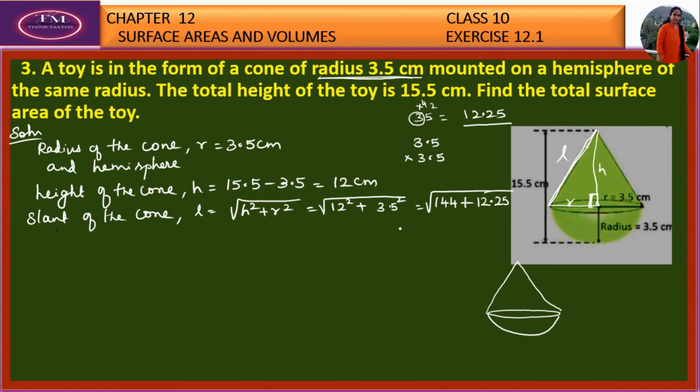Now adding both, we will get 0.25. 4 plus 2, it is 6. 4 plus 1, it is 5 and 1.